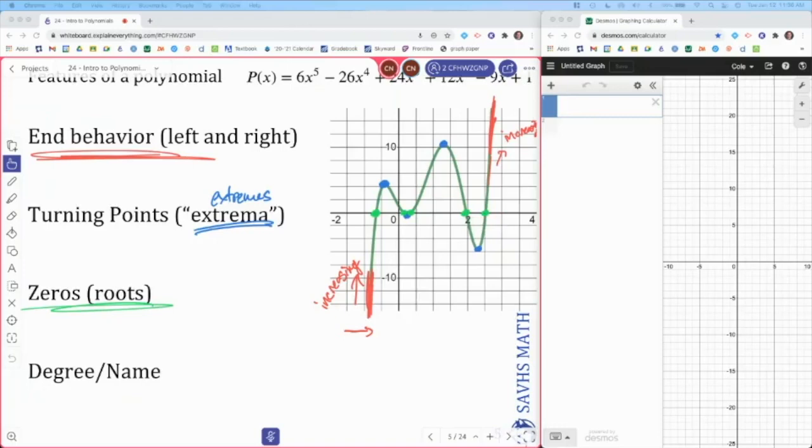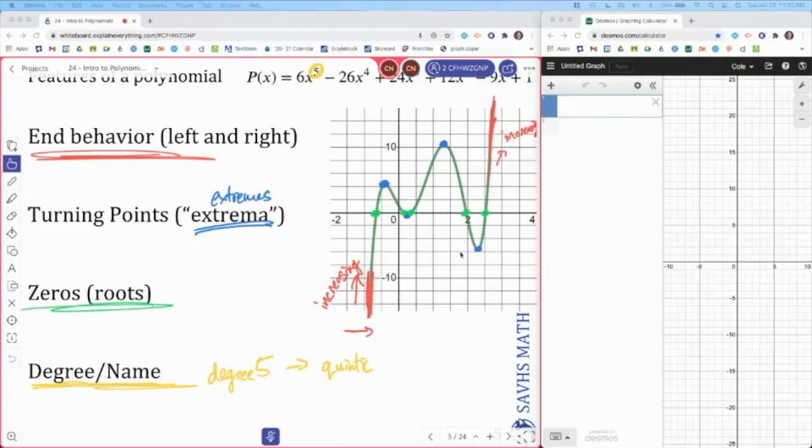And then the degree of the polynomial and the name of the polynomial have to do with the biggest exponent on the x. And so this is a degree 5 polynomial. And I'll show you in a second, but this is a quintic polynomial. It's just helpful to have some words to describe polynomials because there are so many different kinds and so many different degrees. So it's helpful to know those different terms.